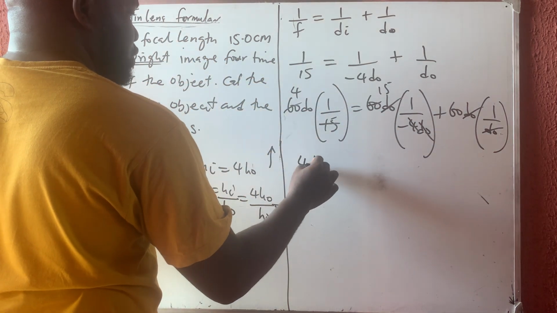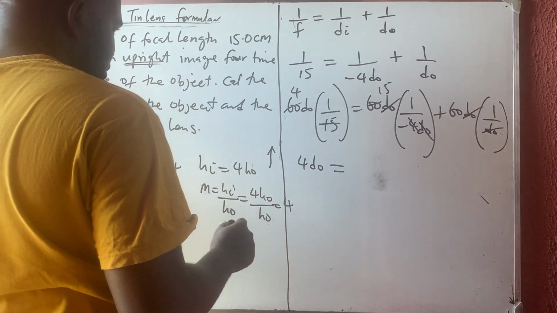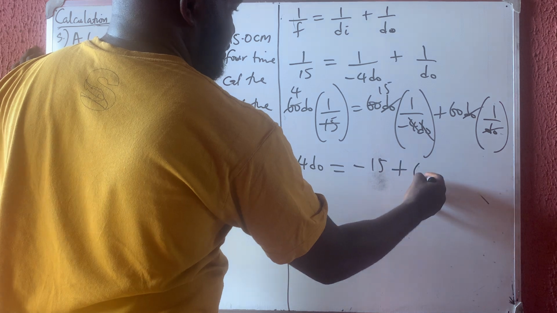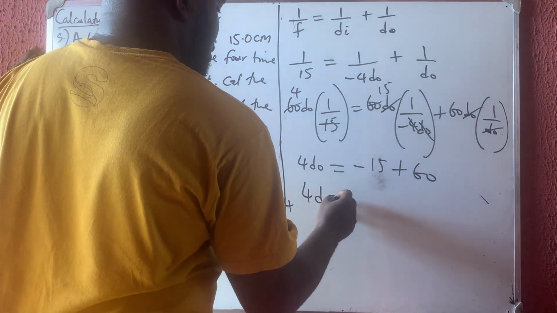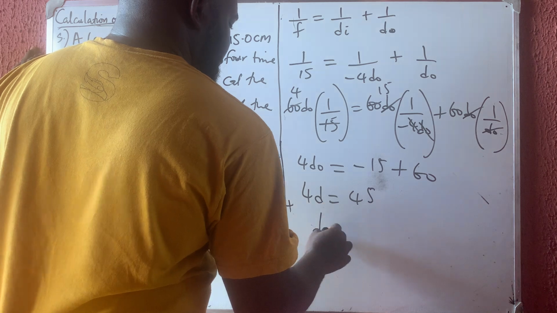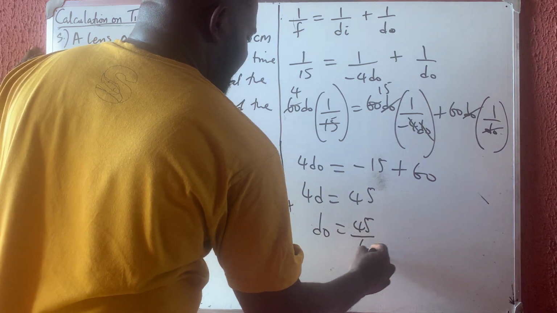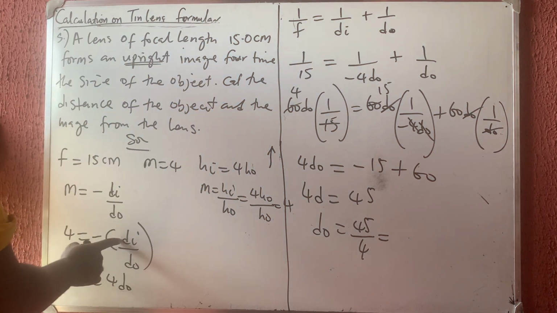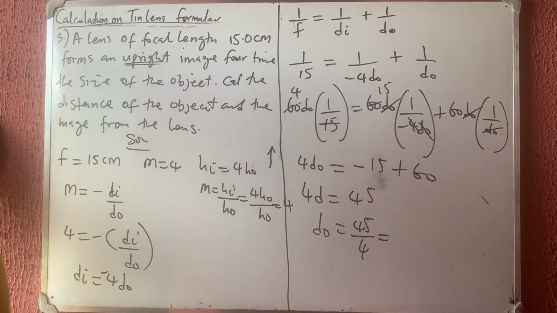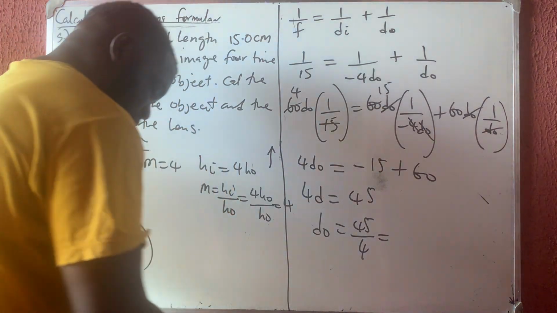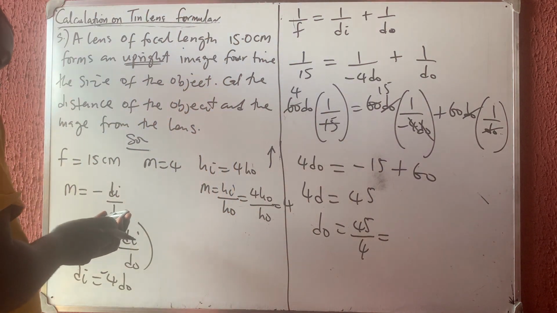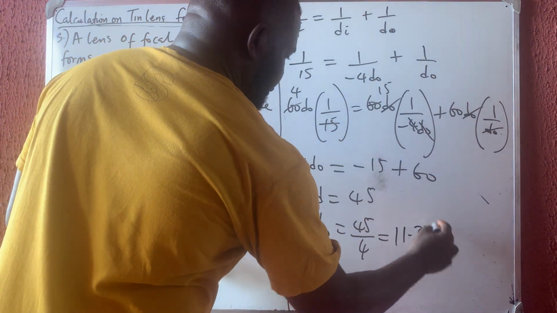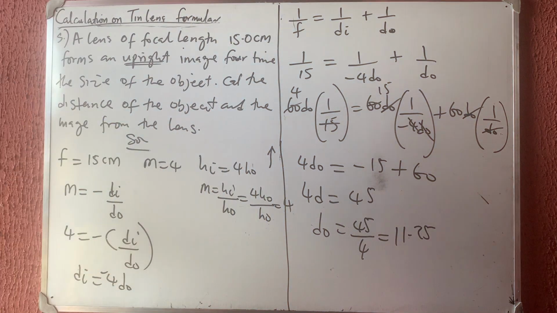So I have 4 do is equal to minus 15 plus 60. So 4 do is equal to 45. So my do will now be 45 divided by 4, which will give you 11.25. And that is the answer to this.